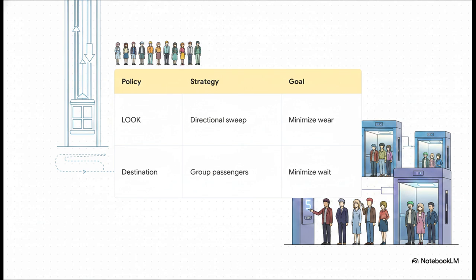But modern super towers use destination dispatching. This is where you punch in your floor at a kiosk before you even get in the car, allowing the system to group passengers going to the exact same floors together, which vastly reduces the total number of stops.